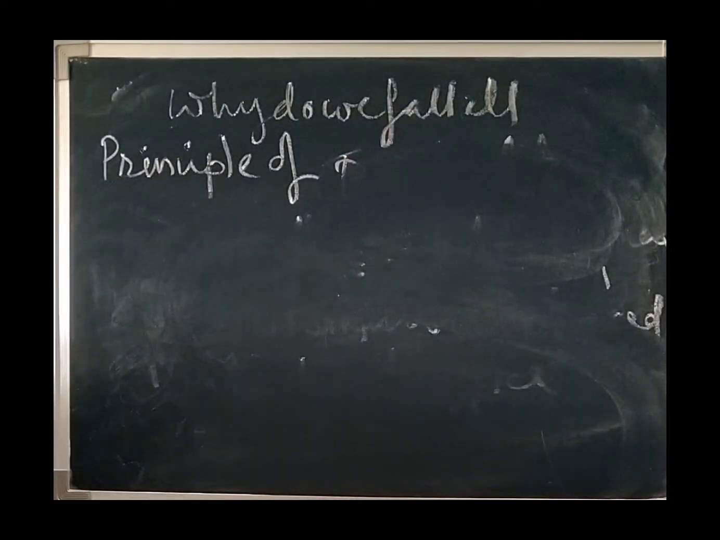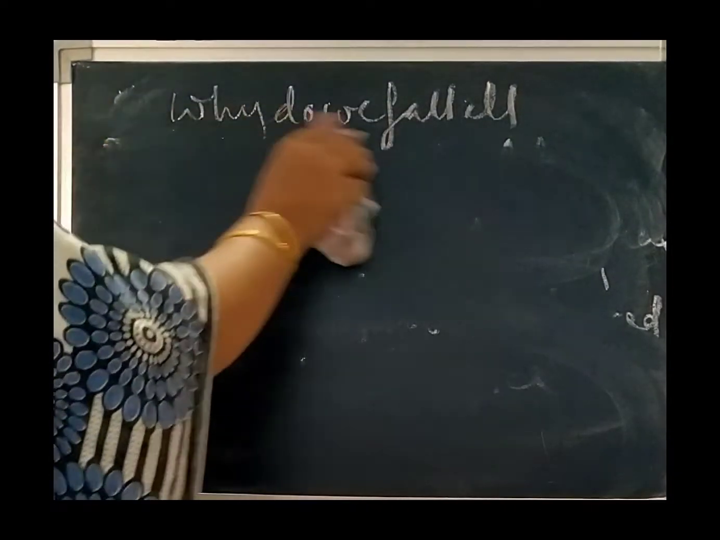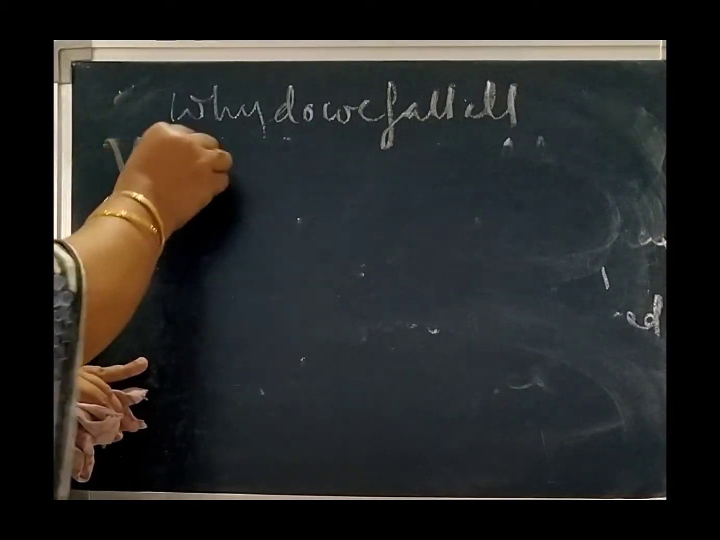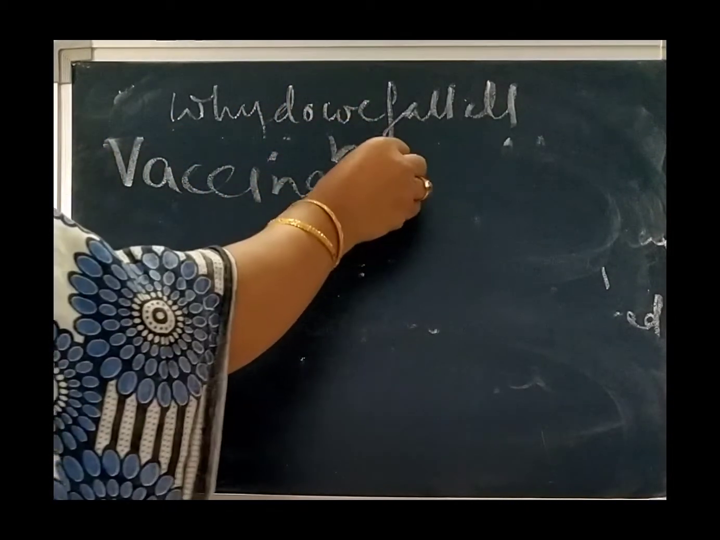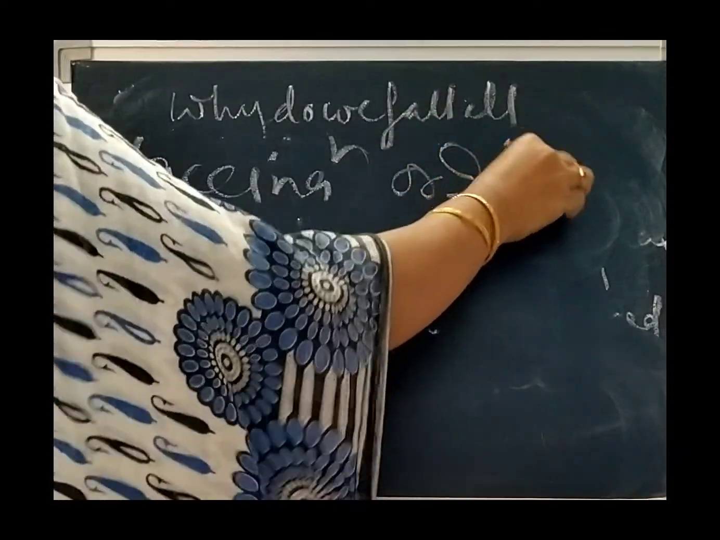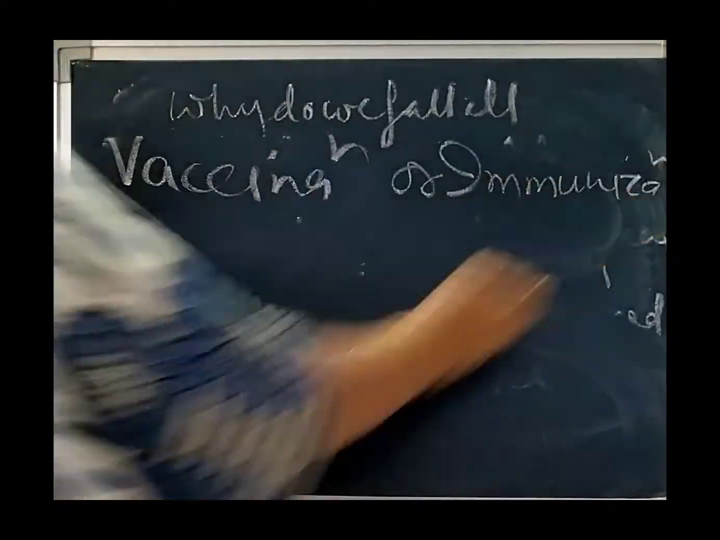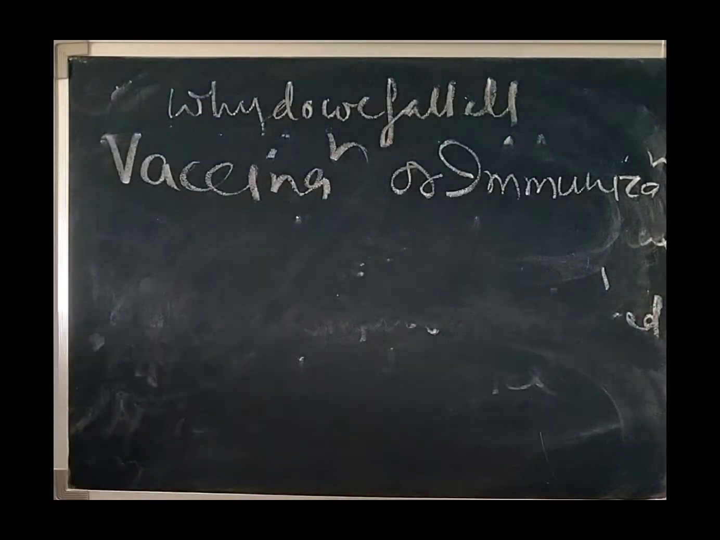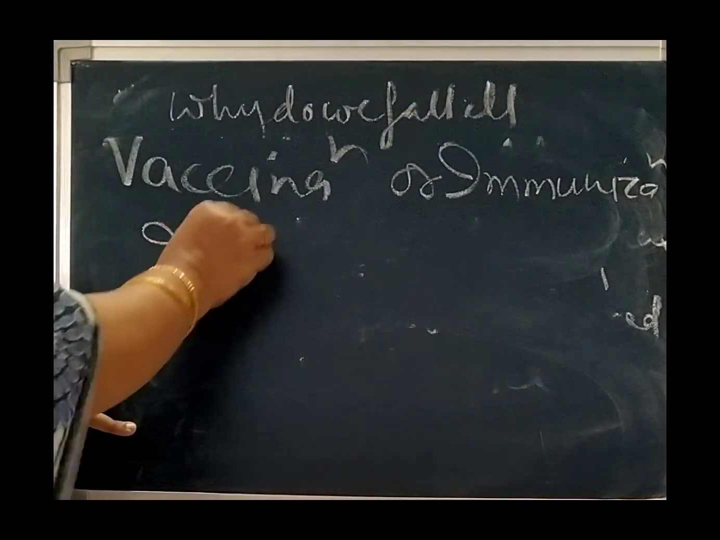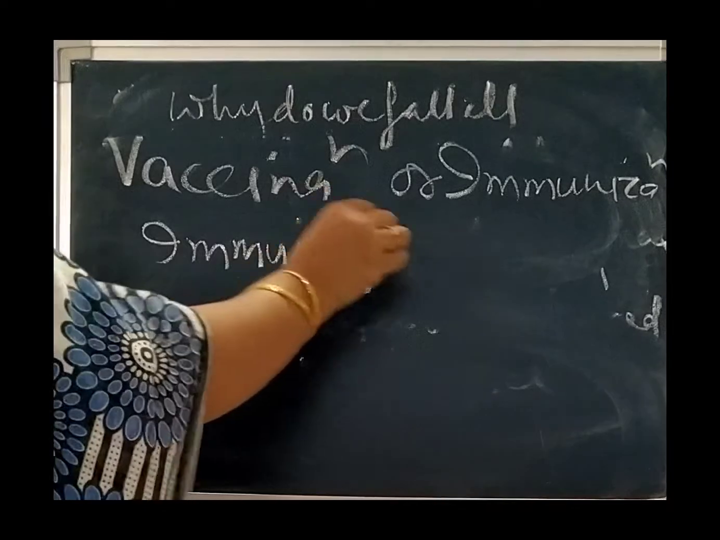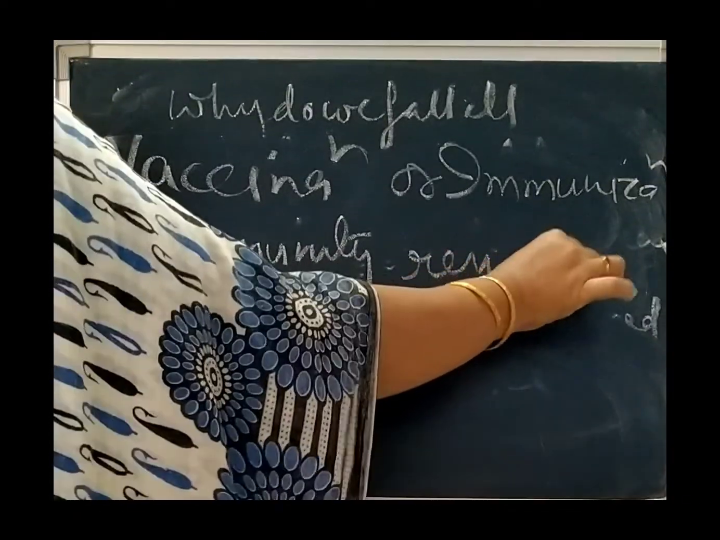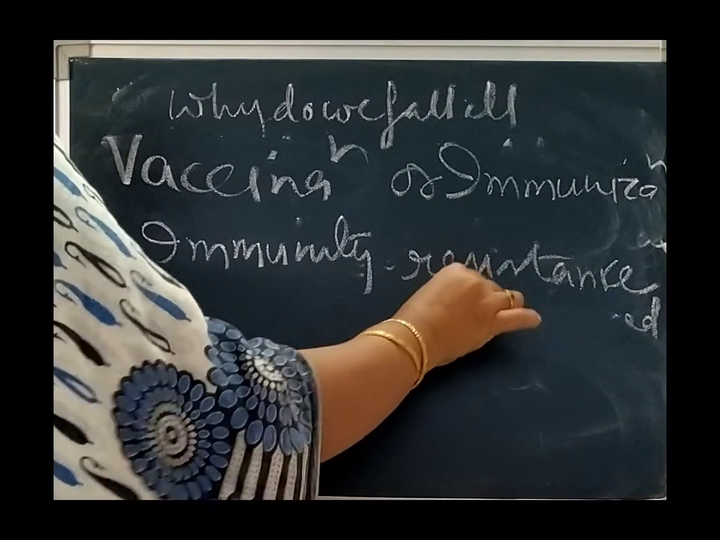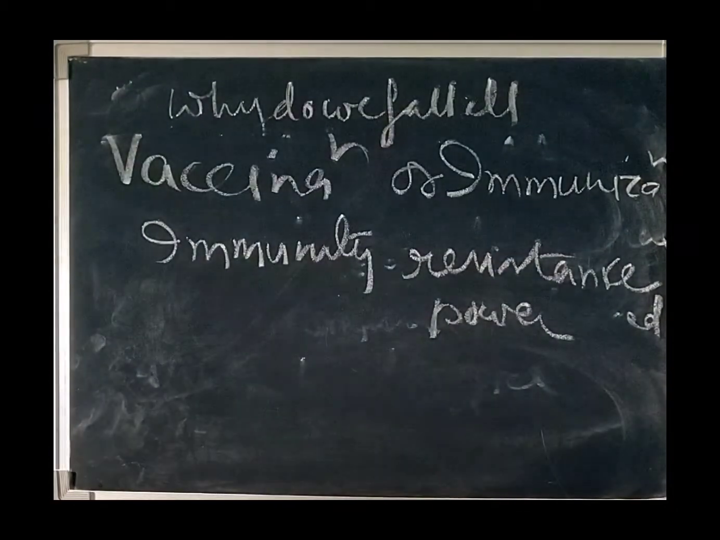Now, what are the specific ways of preventing infection? There are some specific ways, and that is vaccination or immunization. This method strengthens the body's immune system to check the occurrence of microbial infection. This property is called immunity, and developing immunity is called immunization. What is immunity? It's the resistance power to fight against disease germs.